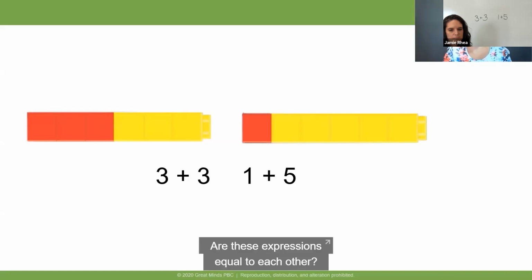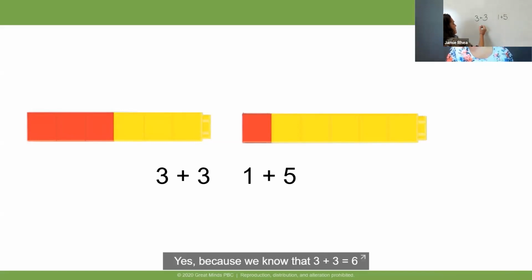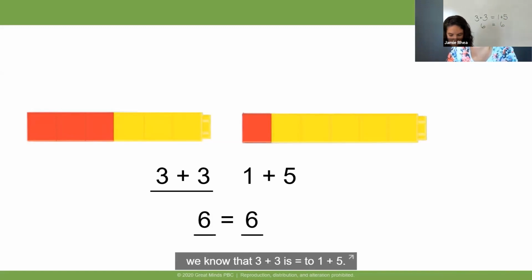Are these expressions equal to each other? Let's see. 3 plus 3 is? 6. And 1 plus 5 is 6. So if 6 equals 6, we know that 3 plus 3 is equal to 1 plus 5.